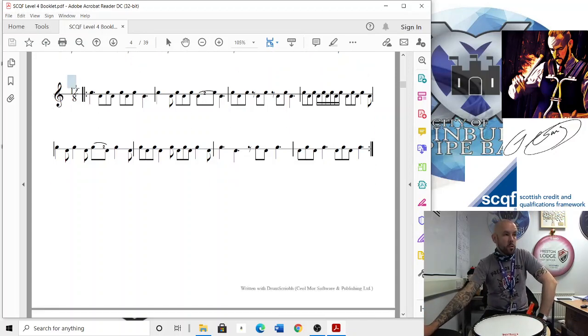So we're going to move on to 12/8 now. Divide the 12 by 3 and you get the amount of beats per bar. Boom! 4 beats per bar. 1, 2 and 3 and 4. 1 and 2 and 3 and 4.